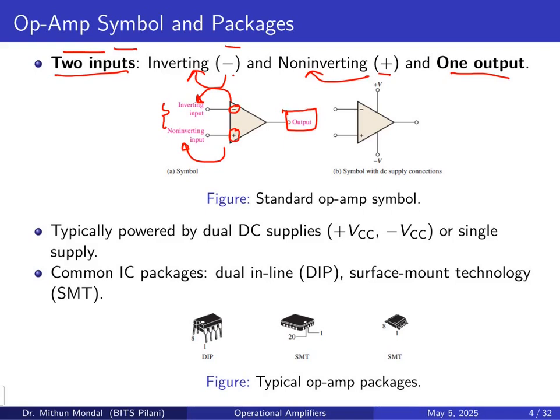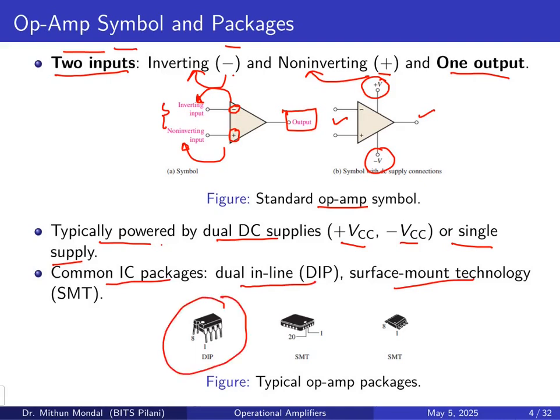So here is the standard op-amp symbol, where we have the input terminals, the output terminal, and the supply, which has plus V and minus V. Typically these op-amps are powered by dual DC supplies of plus V and minus V as a source, or a single supply with the other end grounded. Some of the common IC packages are the dual inline package and the surface mount technology. These op-amp devices are used in the laboratory for experimental purposes, and are also available in the market in the form of dual inline and surface mount op-amp packages.